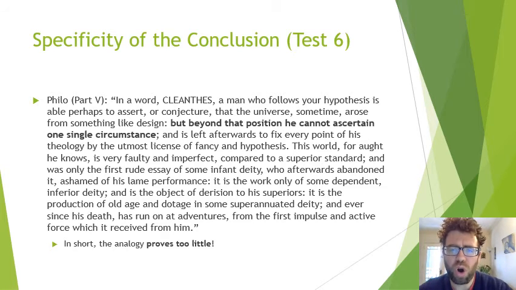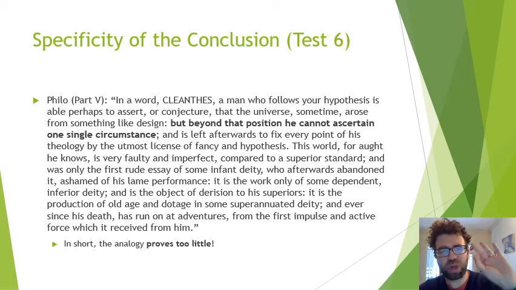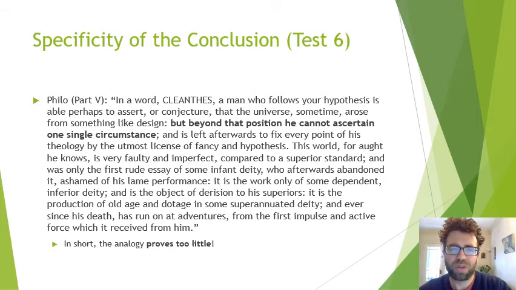"So, all that your argument proves, Cleanthes, then, is this." Coming back to the quote, it shows that the universe sometime arose from something like design. "But beyond that position, someone who holds this view cannot ascertain one single circumstance." There you go. So what Philo is saying is, all that you can conclude from your argument is that the universe may have arisen from intelligent design. But we don't know anything about the design process or anything about the designer from that argument.